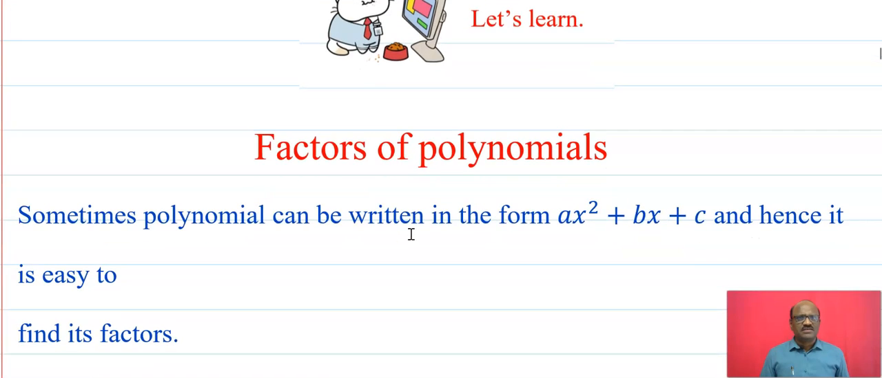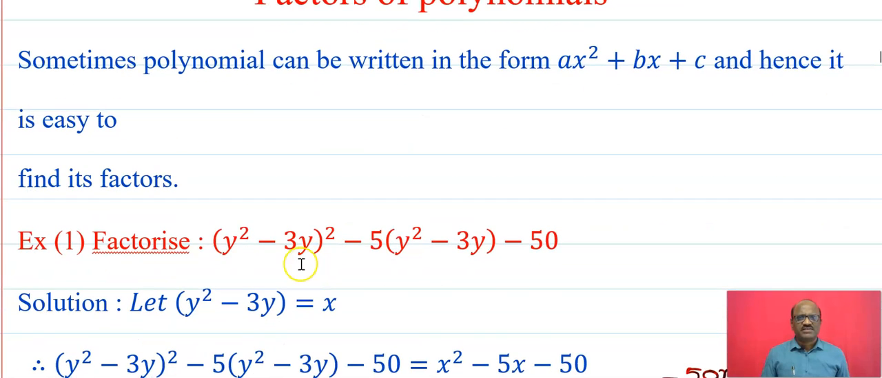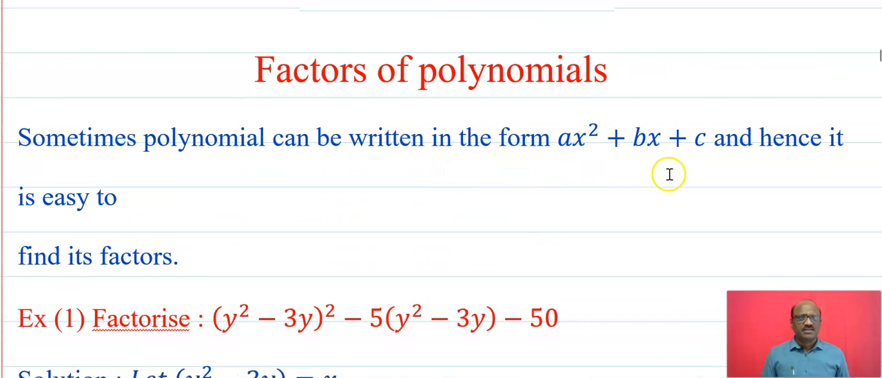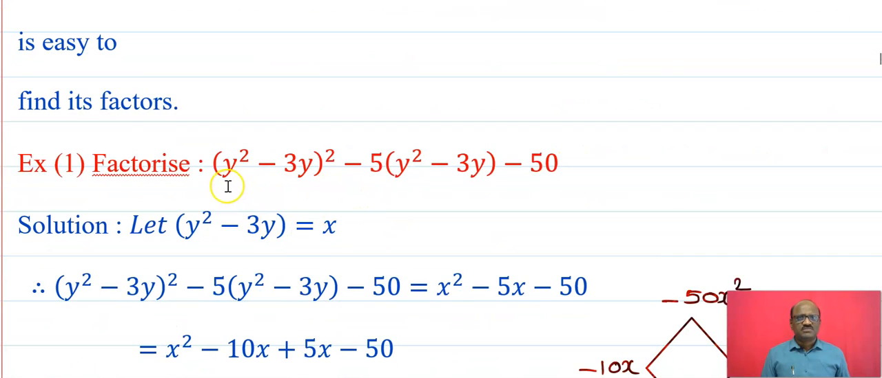Now let's learn the factors of the polynomial. Sometimes a polynomial can be written in the form ax² + bx + c, and hence it is easy to factorize. Find its factors. आता या प्रकारच्या पॉलिनॉमियल्स जर बघितले आपल्याला तर मग आपल्याला त्या फ्रेम मध्ये तयार करावं लागणार आहे ax² + bx + c. Now see these terms, that is (y² - 3y)² - 5(y² - 3y) - 50.